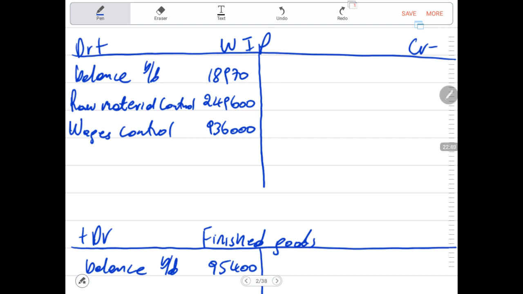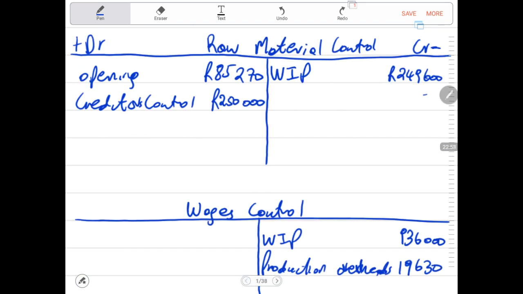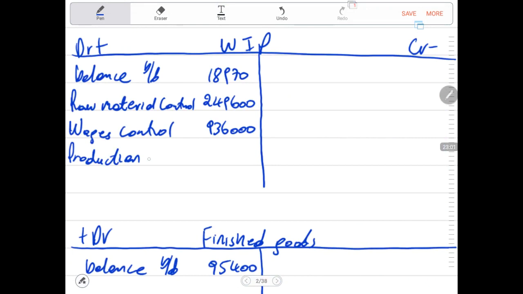Then after we have our applied overheads, remember this will go to our production overheads. Just verify the naming is production overheads. Our production overheads are 260,000 rands. So now in this 260,000 rands, what does this mean?